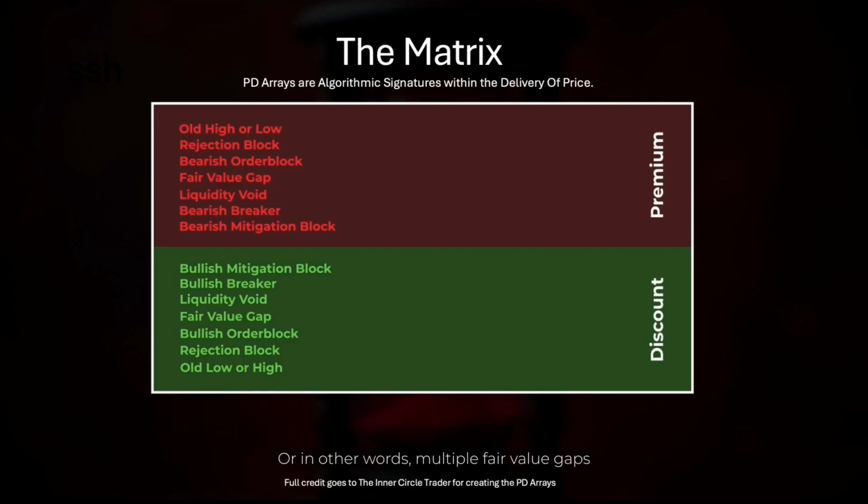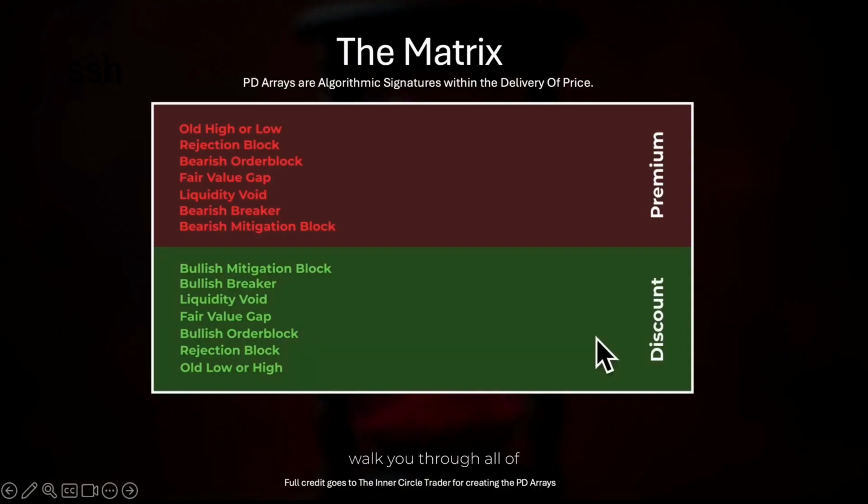Or in other words, multiple fair value gaps forming after each other in a row, and the range of the liquidity void is those multiple imbalances. So for this lecture, we're just going to focus on the fair value gap. Now, what I will do with you is walk you through all of these specific PD arrays, and I'm going to explain the logic behind them.